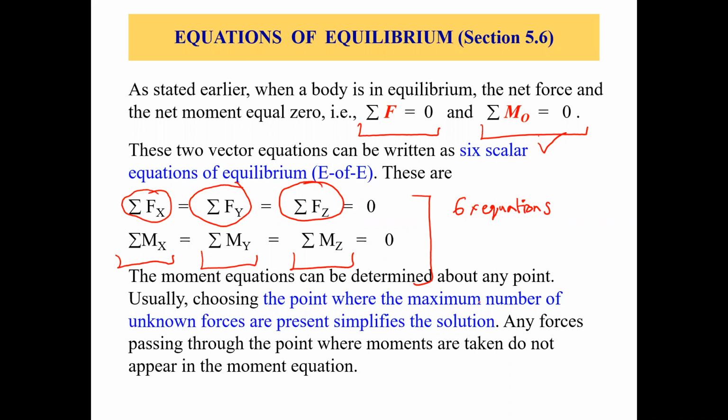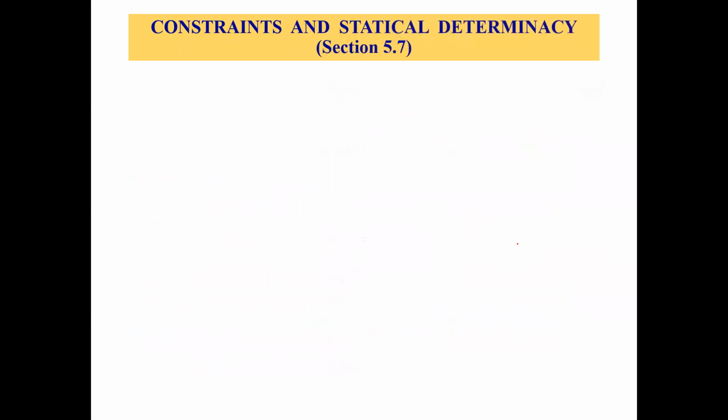But for 3D space, we have 6 equations of equilibrium, right? Okay. So now section 5.7 of your book. Next, let's talk about constraints and statical determination, right? So what are constraints? That's the first question.